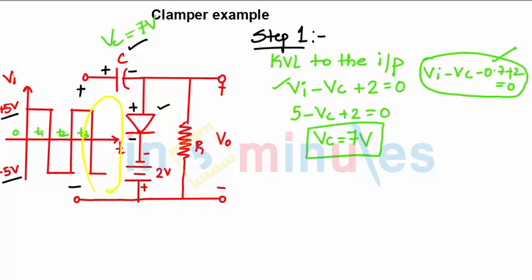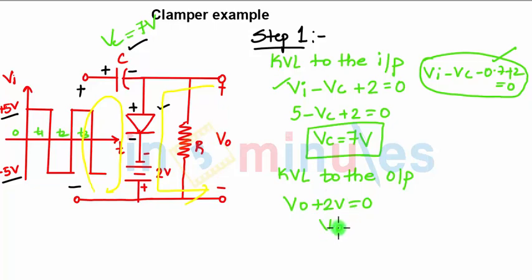Now at the same time, when I am applying KVL to the output side, what is the equation for KVL to the output? Since I need to draw the output waveform in both the half cycles, I am finding the output from that half cycle in which the diode is getting short circuited. Applying KVL to the output side, I will have VO plus 2 volts equals 0. So I am getting the output voltage to be minus 2 volts in the half cycle which is positive, when the diode is short circuited.